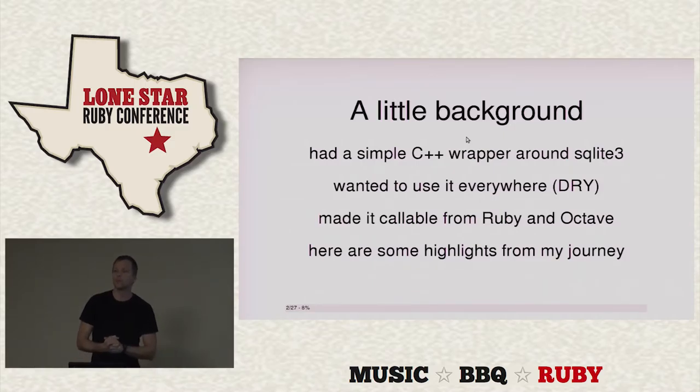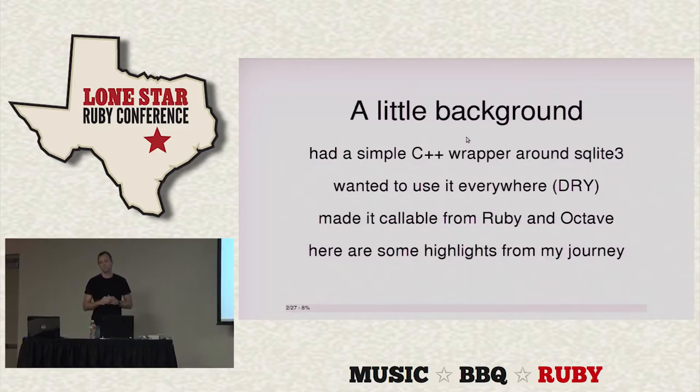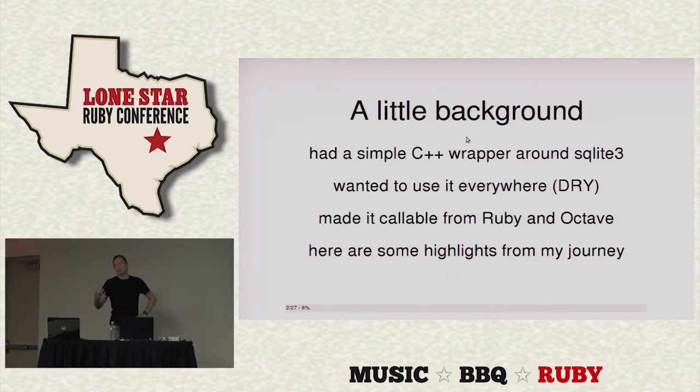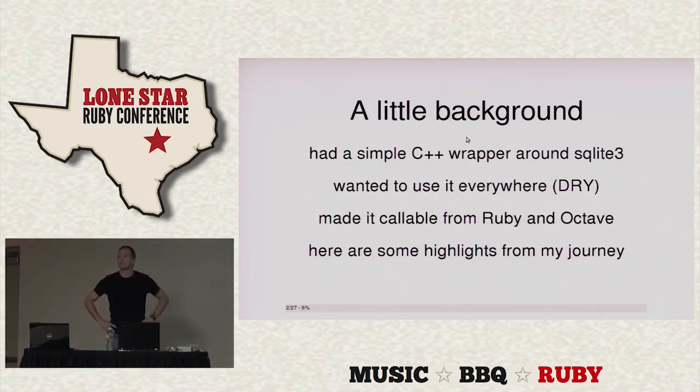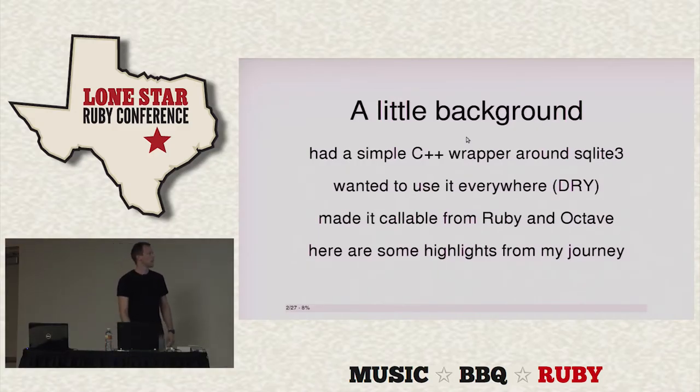I had some performance problems getting data into and out of a SQLite database, and so I had a C++ wrapper around that that I did to get past the holdup. And I wanted to use it everywhere. I had a standalone C++ app that called that library, and a Ruby app that I wanted to call it from, and I also had an Octave application as well. If you don't know, Octave is an open source MATLAB clone that they use a lot in signal processing and analog stuff. This is just some stuff that I picked up along the way.